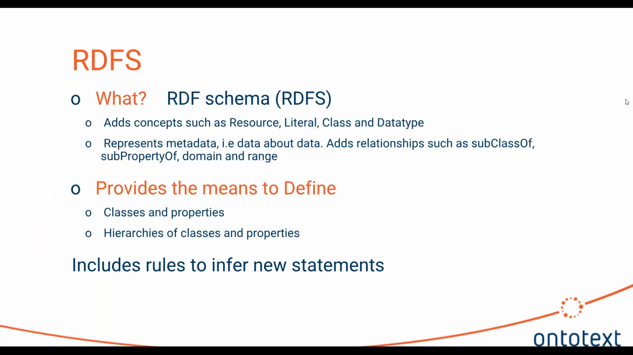RDFS is an extension on top of RDF. It adds concepts such as resource, literal, class, data type. It adds relationships such as subclass, subproperty, domain, range. It essentially allows you to define classes, properties, a hierarchy, which in the end gives you the capability of performing inference. Inference is a key GraphDB feature.